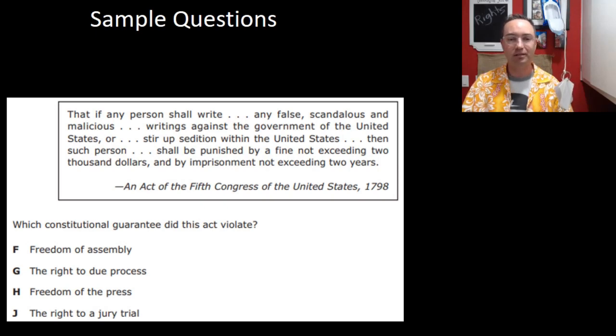All right. That if any person shall write any false, scandalous, malicious writings against the government, stir sedition, all these sorts of things, this person shall be punished and imprisoned not exceeding 2 years. Well, what is all this talking about? Is it freedom of assembly? Nope. Is it freedom of the press? Nope. It is the right to due process of the law.